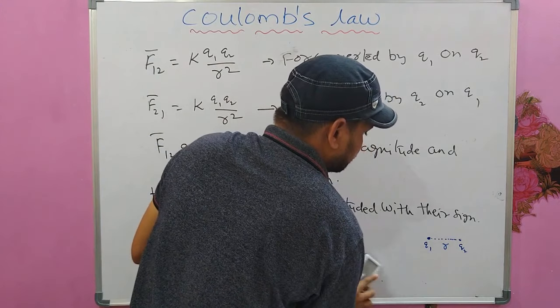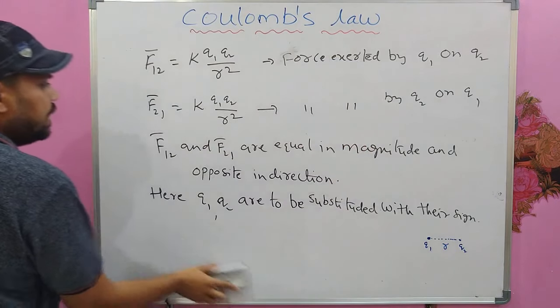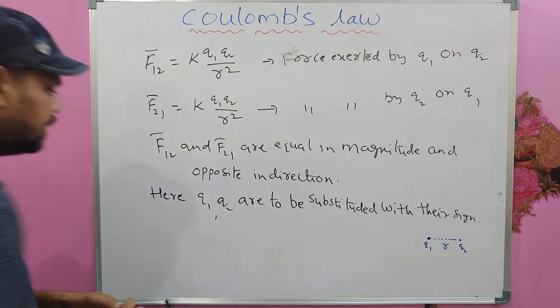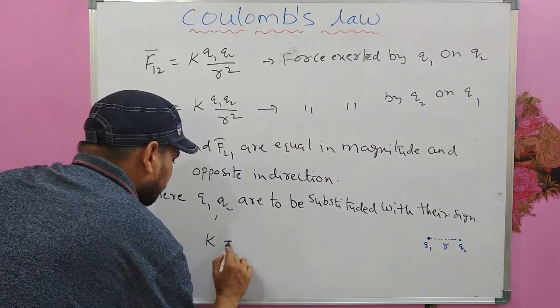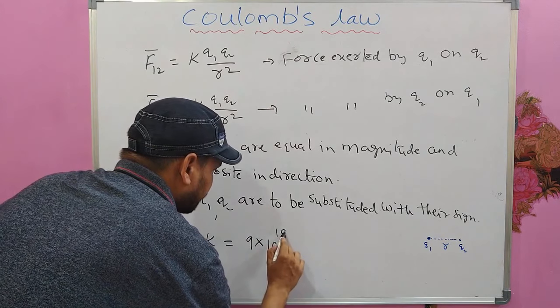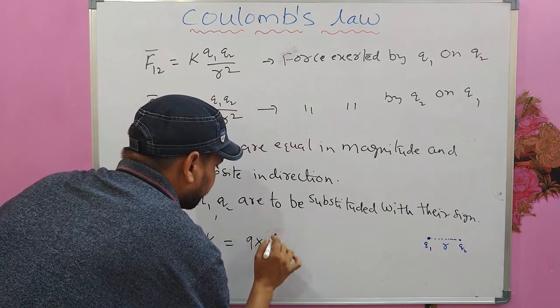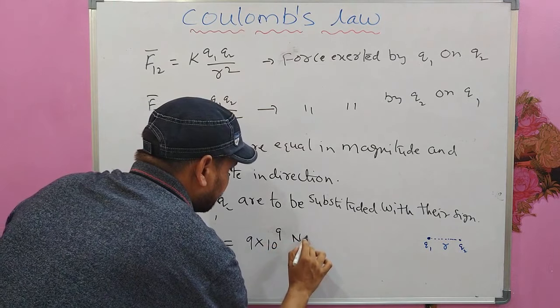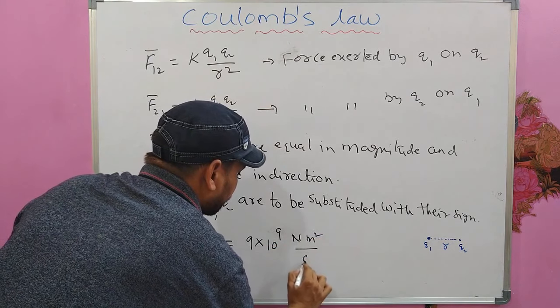And what is this K here in this expression? K is a constant which is 9 into 10 to the power of 9 Newton meter square per Coulomb square.